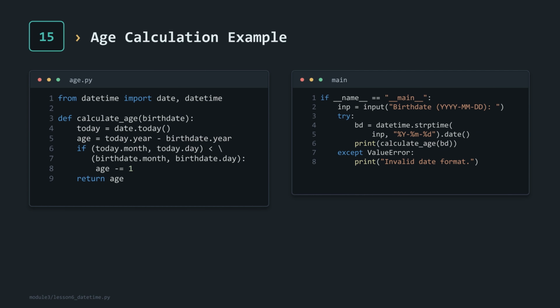Calculating someone's age. On the left, we subtract birth year from this year, then nudge it down by 1 if their birthday hasn't happened yet this year. On the right is the main block. We ask for a birth date, parse it with strptime, and wrap it in a try, except so a bad format prints a friendly message instead of crashing.